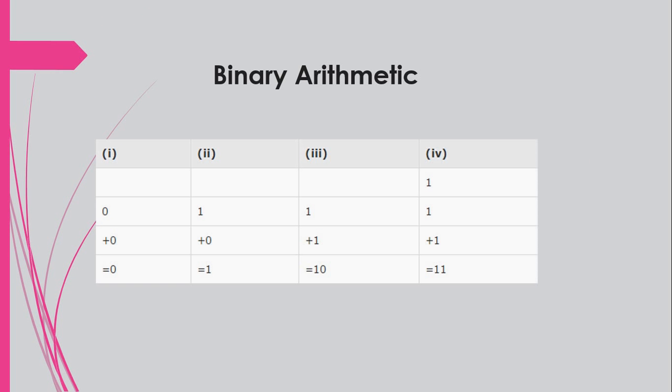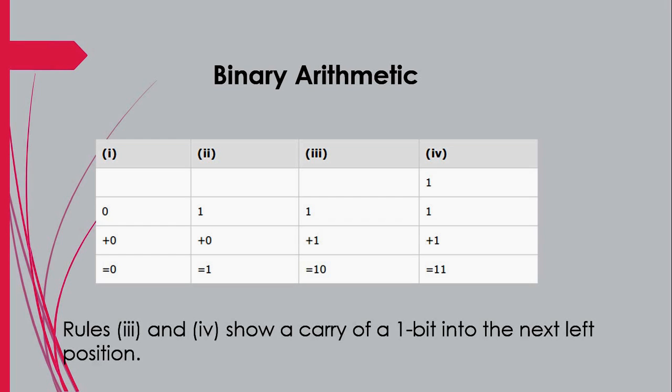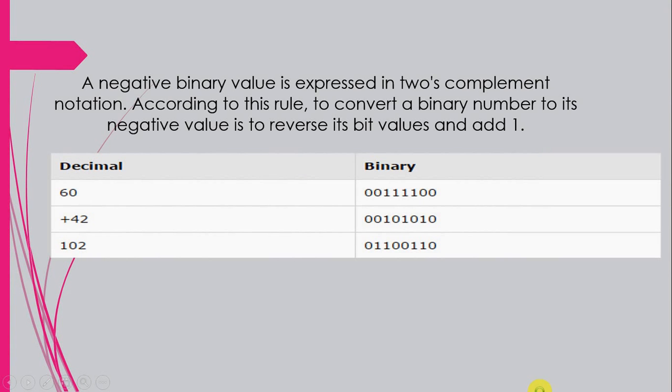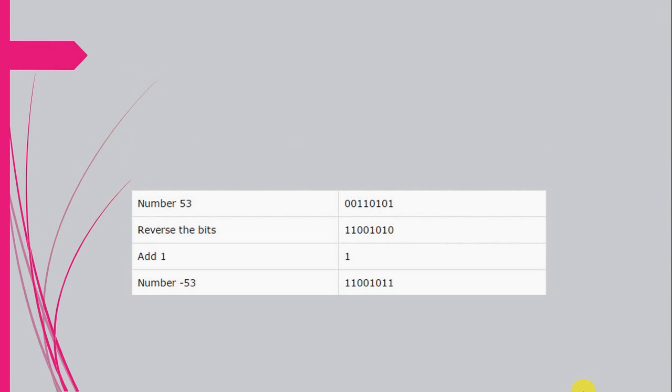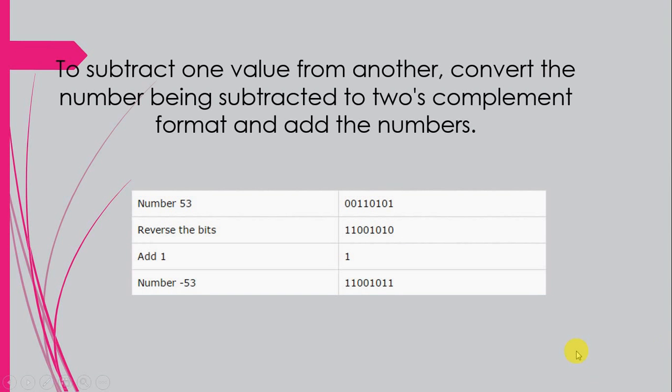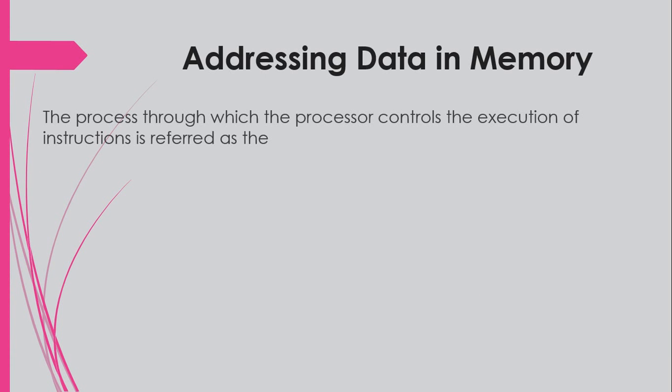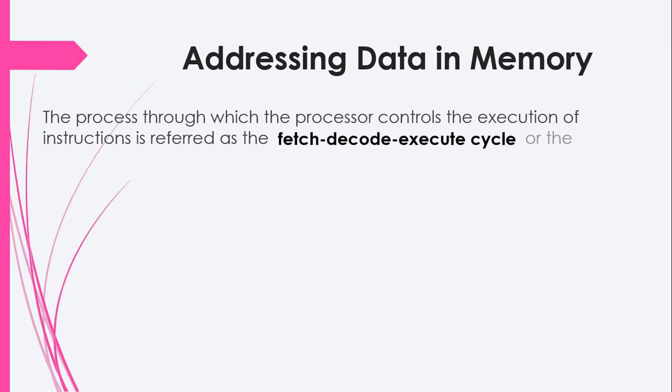The following table illustrates 4 simple rules for binary addition. A negative binary value is expressed in 2's complement notation. According to this rule, to convert a binary number to its negative value is to reverse its bit values and add 1. The execution of instructions is referred to as the fetch-decode-execute cycle or the execution cycle.